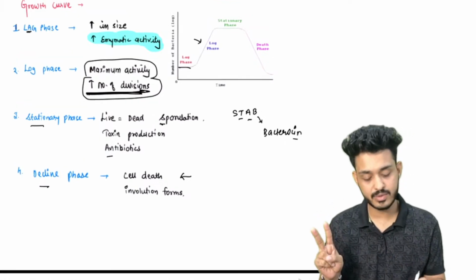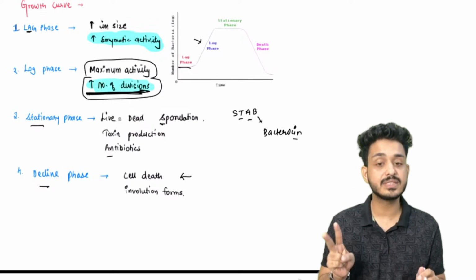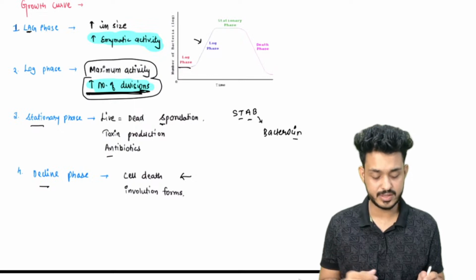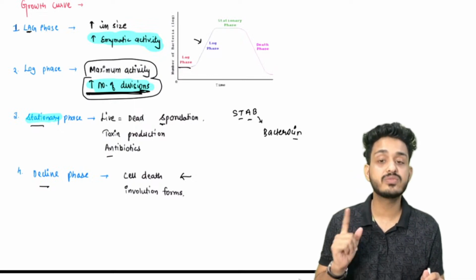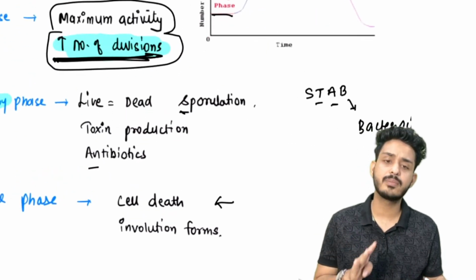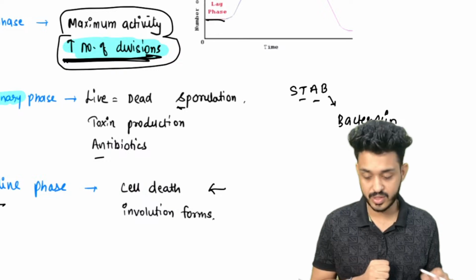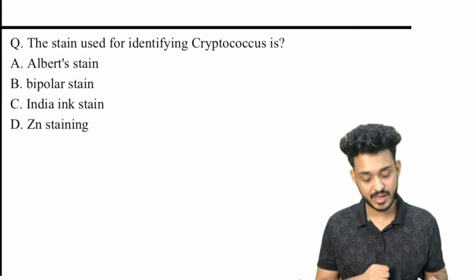Two things you have to remember. One, the maximum number of divisions occurs in which phase? Your answer will be log phase. Then the stationary phase has STAB: S for sporulation, T for toxin production, A for antibiotic production, and B for bacteriocin production. Guys, okay, now try to answer this question.